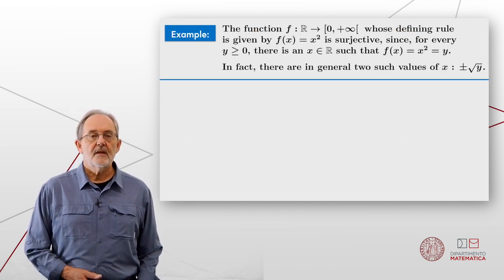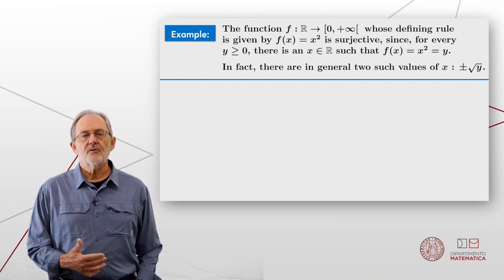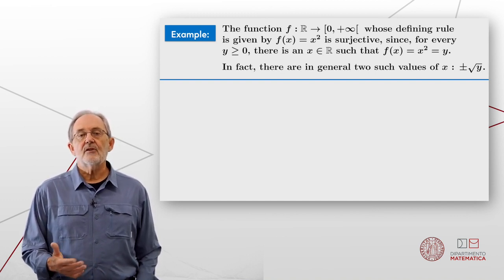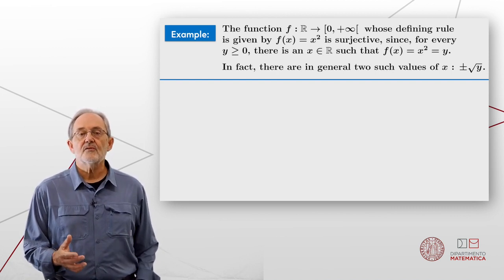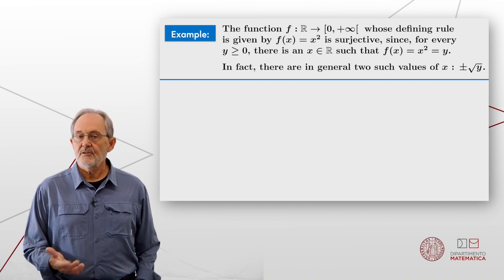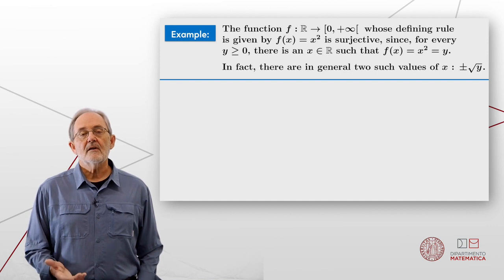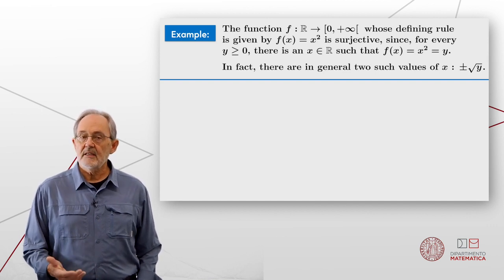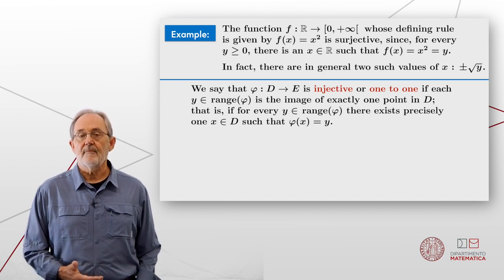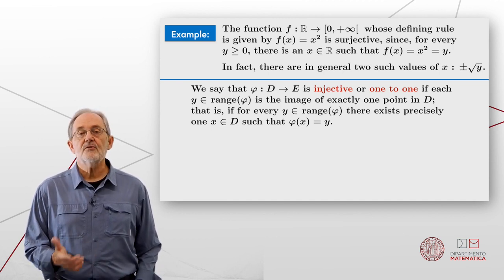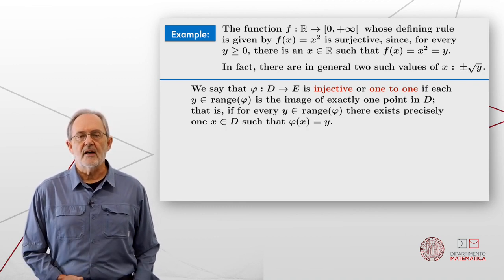Here's an example. Consider the function f which takes any real number x and gives you as its value x squared. This is a function from R to the closed interval [0, infinity), and it's surjective when it's viewed that way, because for every y greater than or equal to 0, there is an x such that f of x, that is x squared, is equal to y. In fact, you can see there will generally be two such values of x, the square root of y and minus the square root of y.